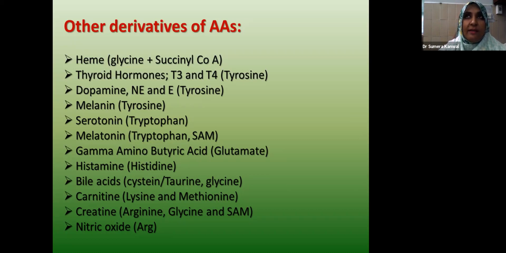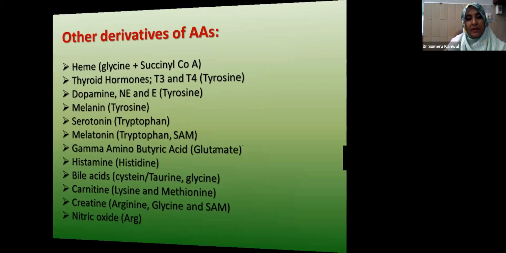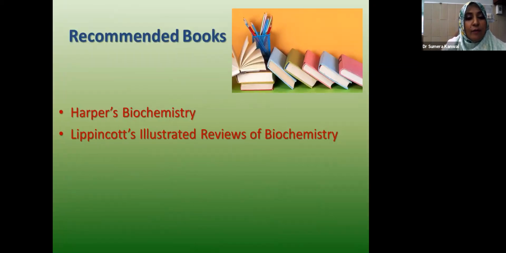Besides all these derivatives, amino acids are also required for the synthesis of the purine and pyrimidine nitrogen bases: adenine, guanine, cytosine, uracil, and thymine. The nitrogen in these nitrogenous bases also comes from amino acids. So amino acids are also required for the synthesis of purine and pyrimidine bases for DNA and RNA synthesis. Okay, so you can read this from Harper's Biochemistry.